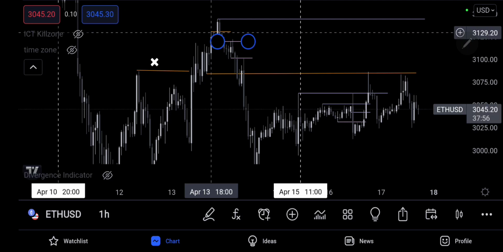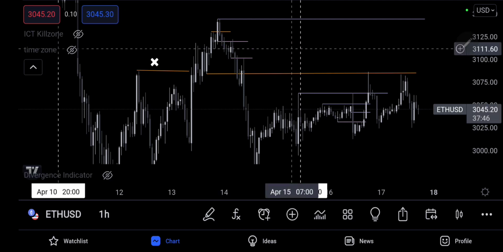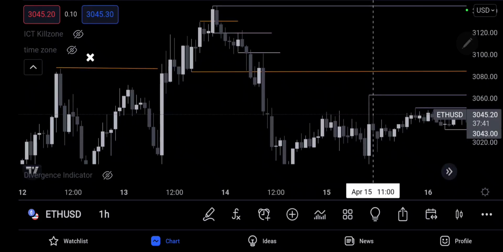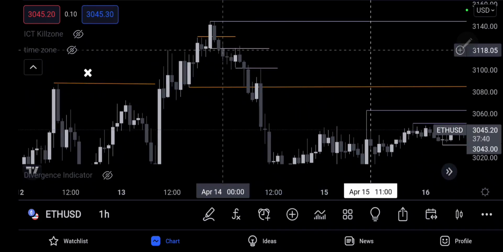Sometimes you might find your entry on a daily, but sometimes you might find a setup on a daily, and you might find a setup on a 4 hour, and you might find a setup on an hour. Sometimes you might find a setup on an hour, like for example here. This high got taken out right here. This is what we call our bearish order block setup.